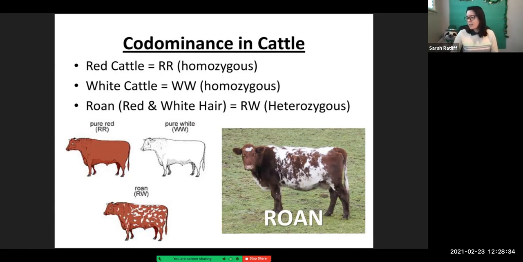Can type O take any blood or only other type O? Great question. Type O blood can only accept type O blood because it can't have those little antigen A and B's on there. Good question.